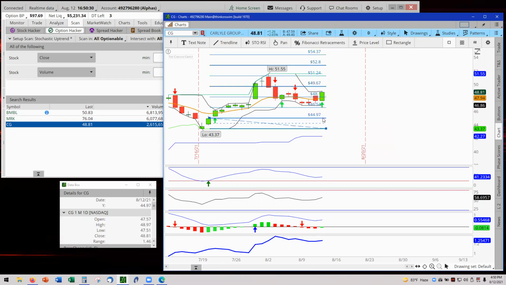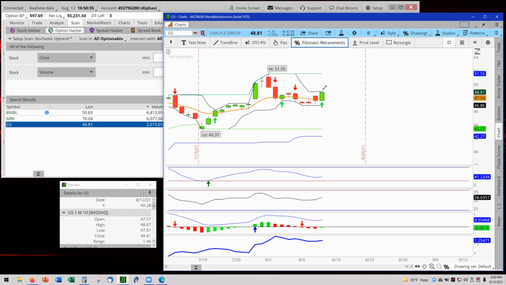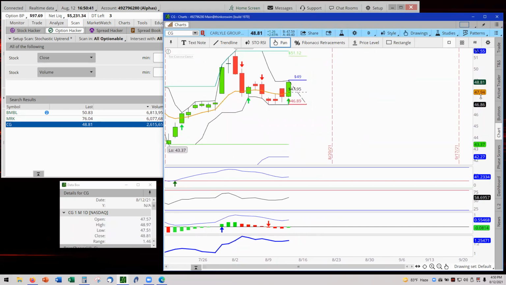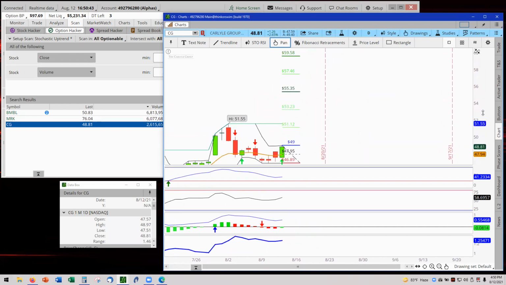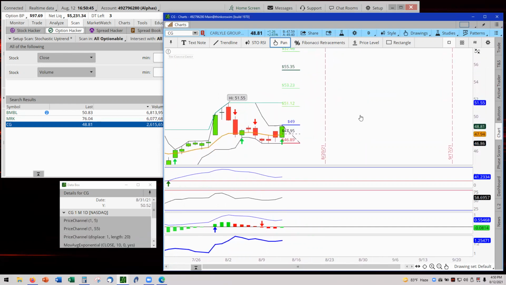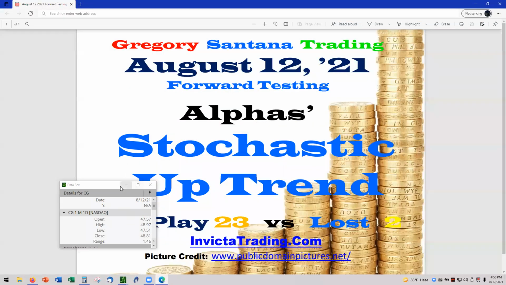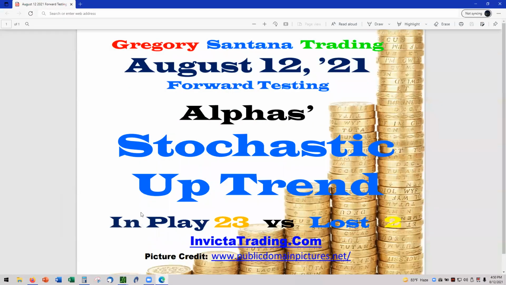Okay, back to reality of what we're doing. We're coming over here and entering it here. There's a swing low, and now we have our test for the future. And with that said, we're going to thank you very much for stopping by and checking out forward testing for August 12th with 23 in play, and then the loss will be updated at the conclusion.